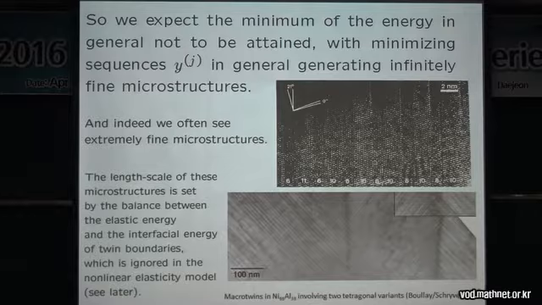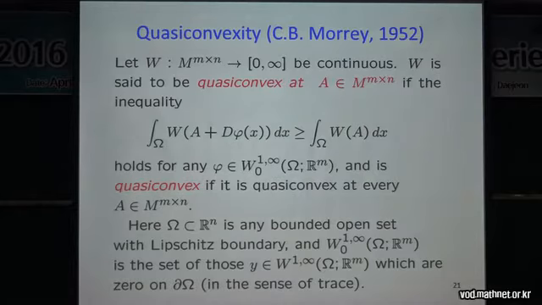Okay, now what's this condition, quasi-convexity? It was introduced by Morrey in 1952. It's a general condition working in any dimension, so let me just state it in any dimension. I'm going to take an omega in R^n, some bounded open set with some reasonable boundary, and I'm going to look at maps that take omega to a different dimensional space R^m. In our case, m and n are both 3.